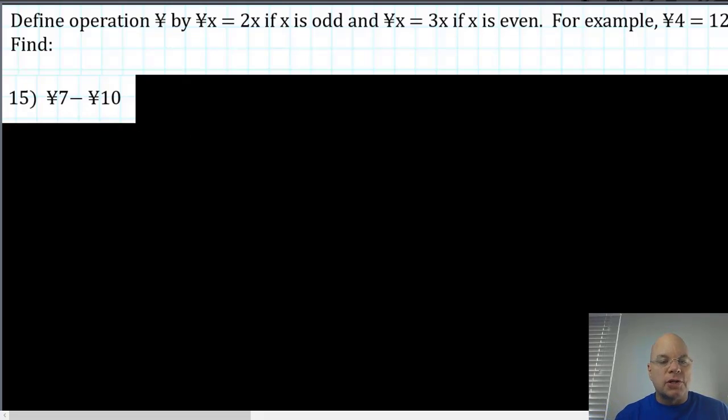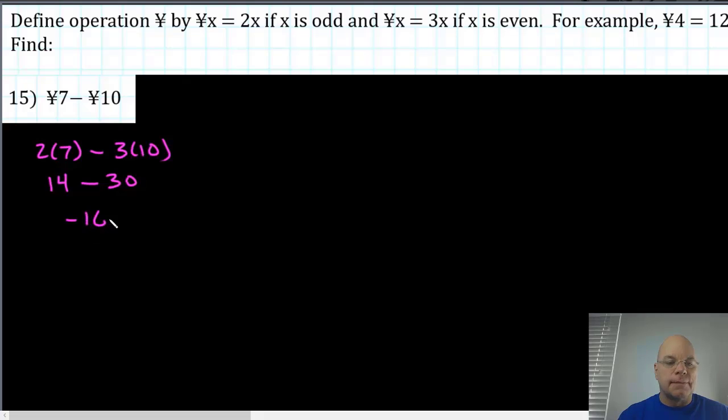Okay, when I evaluate this operation with 7, I need to use the function 2x because x is odd, so 2 multiplied by 7. And then when I evaluate the operation with a variable where the variable equals 10, I need to use the function 3x because that's an even number. So 3 times 10. 2 multiplied by 7 is 14. So 14 minus 3 multiplied by 10 is 30. 14 minus 30 is negative 16.